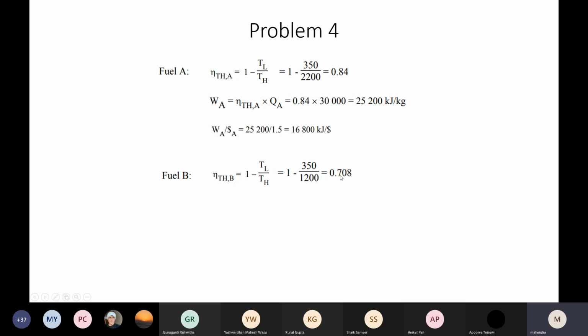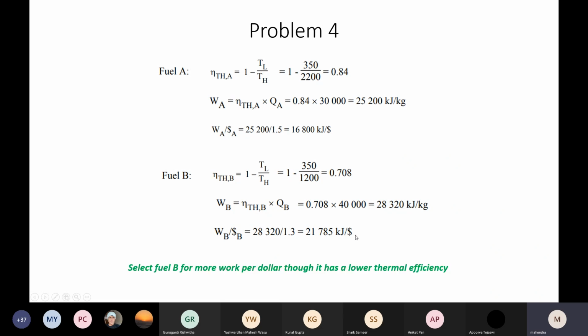the second choice, fuel B. This is a very simple problem actually. And here in a similar fashion, we are calculating, and this is giving you 28 megajoules per kg work. But when you consider this in terms of energy release rate per dollar, it is coming out like this, 21,000. That means 21 megajoules per dollar.